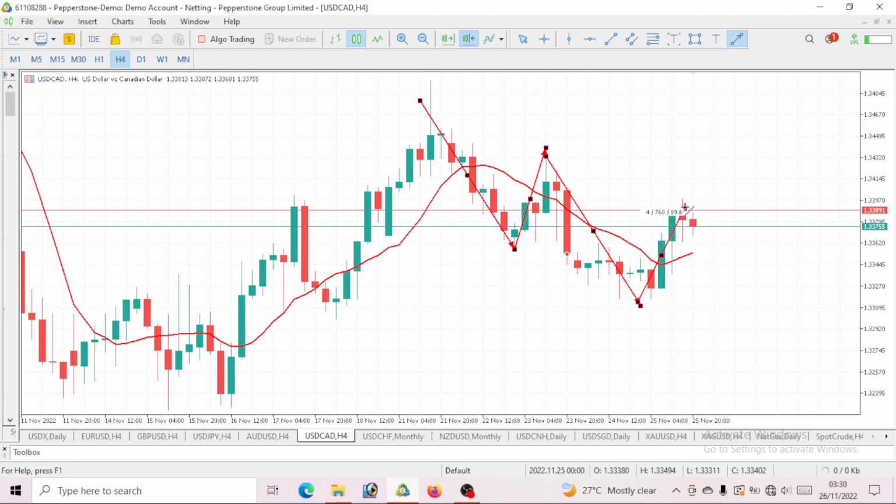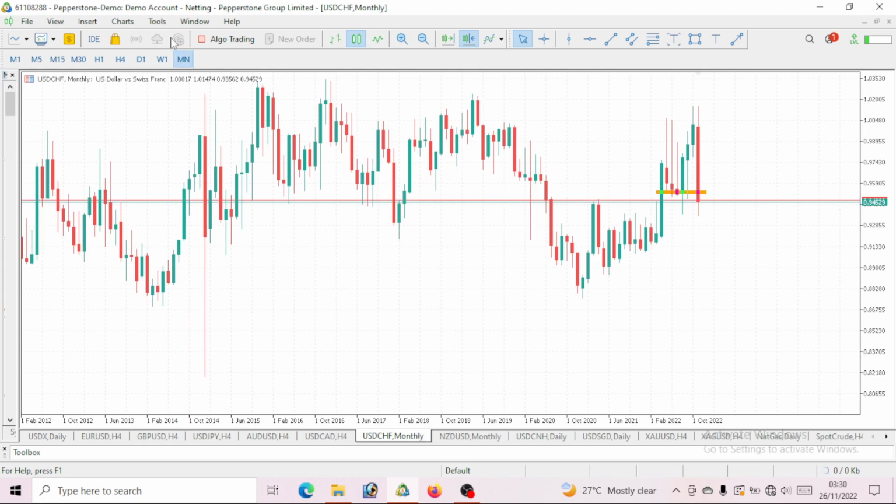Now see this as a correction. Guess what? You can now enter to go low on this USD CAD. So this USD CAD, guys, we have to go bearish. So now if you want to sell, you can go ahead and sell this USD CAD. Continue to go bearish on USD CAD for the week.